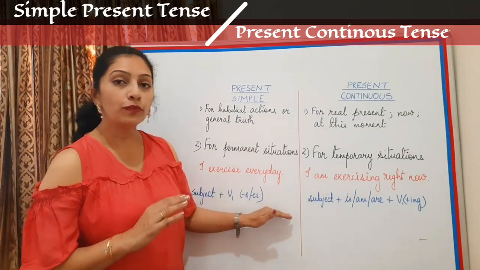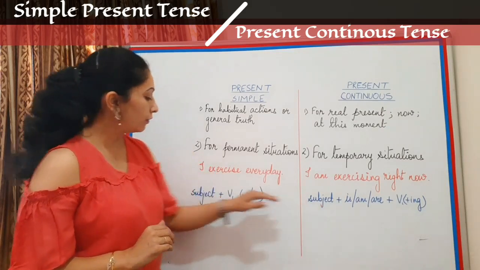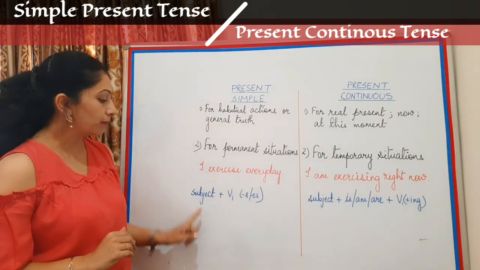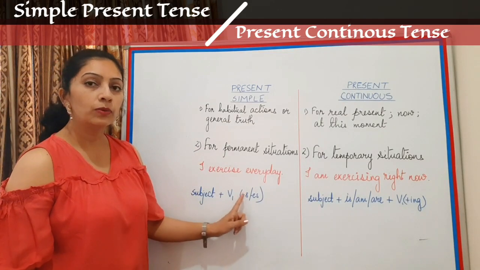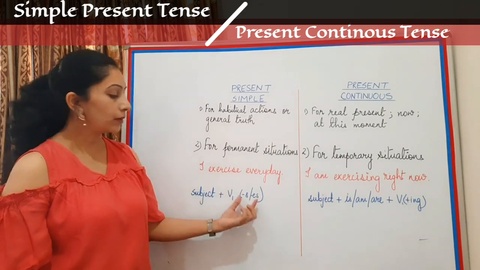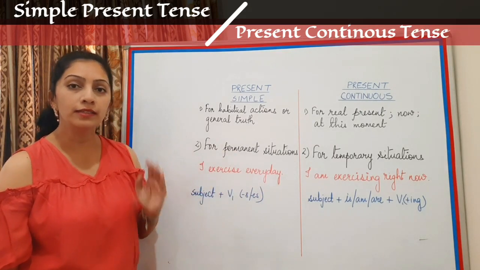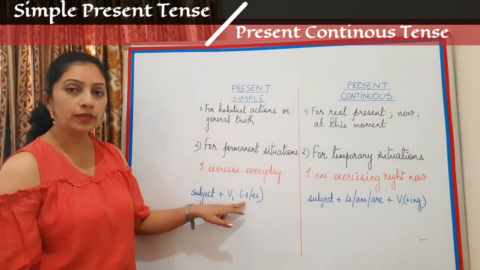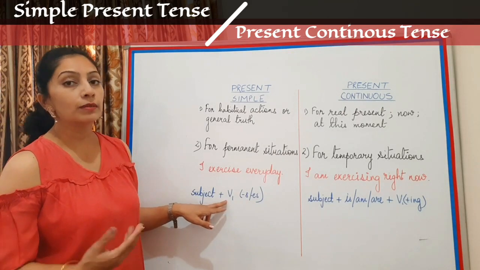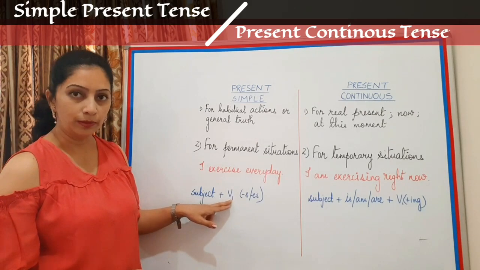When we come to the format of the tenses, there is again obviously a difference. If you look here, in present simple, we use subject and V1 form of the verb with S or ES. Now this adding of S or ES depends on the singular or plural subject. If the subject is singular, we'll add S or ES with the verb, or if the subject is plural, we will not add anything to the verb.